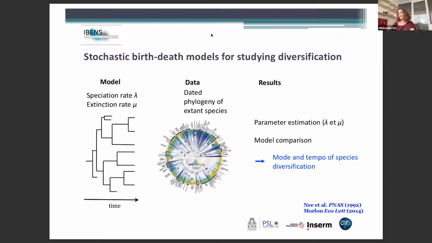And the type of results we get are parameters that are biologically relevant and interesting for us, such as rates of speciation and extinction. By comparing different types of these models, we can also compare their relative statistical support. And so in the end, we get an ability to compare different modes and tempo of species diversification.